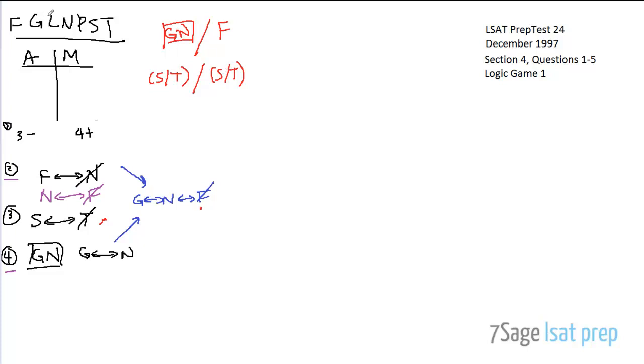Which means that what do we do with the ingredients we have no rules for? We don't have any rules for L, lemongrass. We have a rule for F, we have a rule for G, we have a rule for N, we have an S and a T.